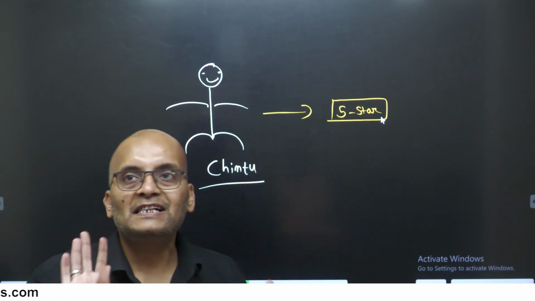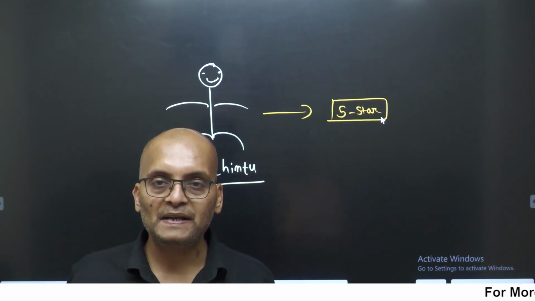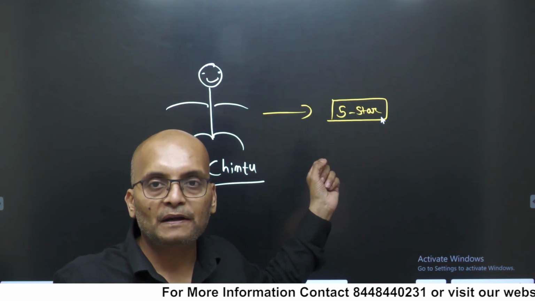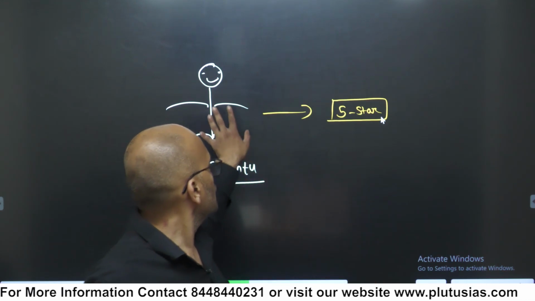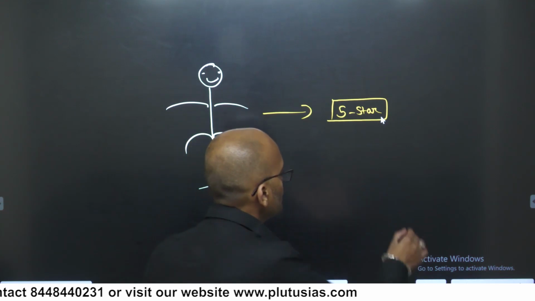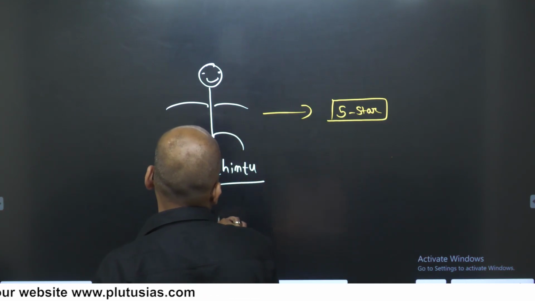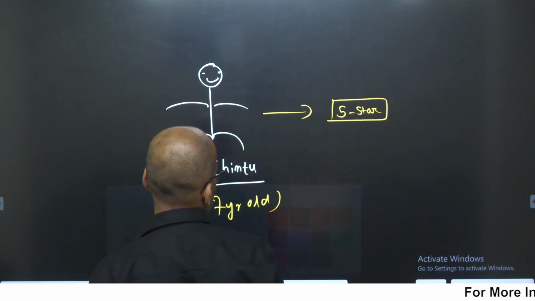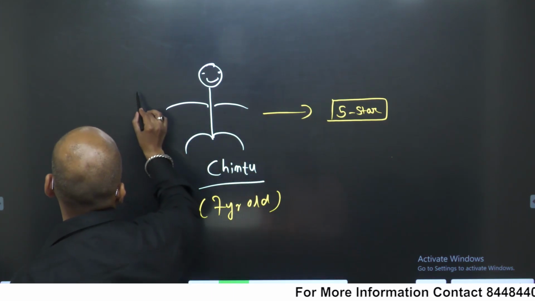Okay. Now I am explaining this point. First, understand the point. Then I will tell you what perfect competition is. Anyway. So if I talk about Chintu, Chintu is a 7-year-old boy. Okay. And he gets pocket money of 10 rupees.